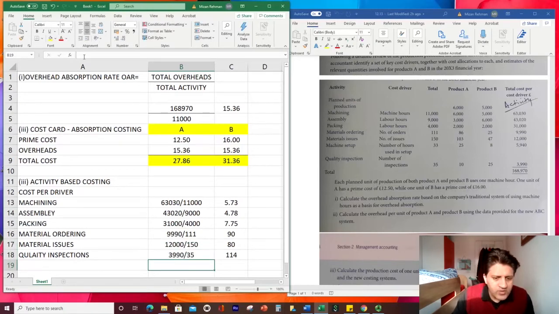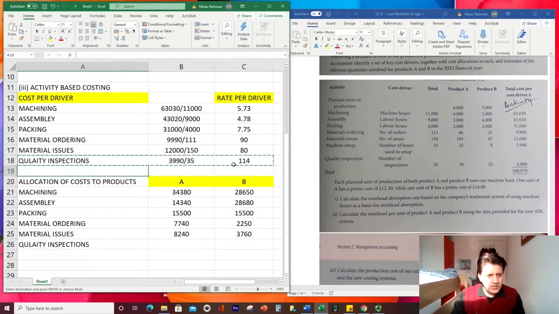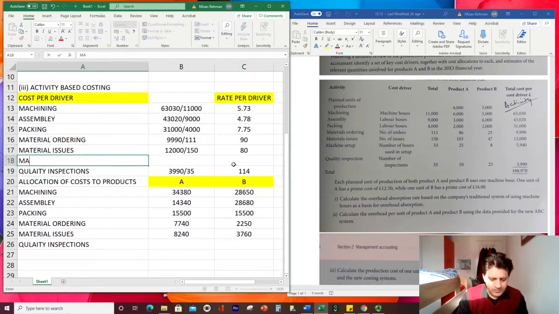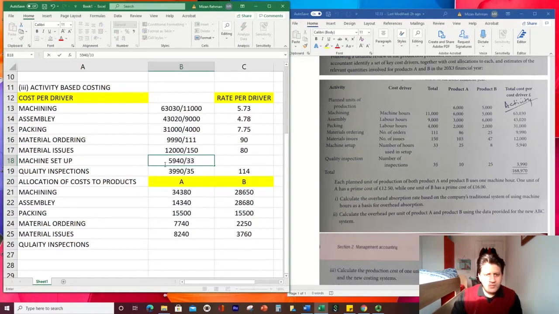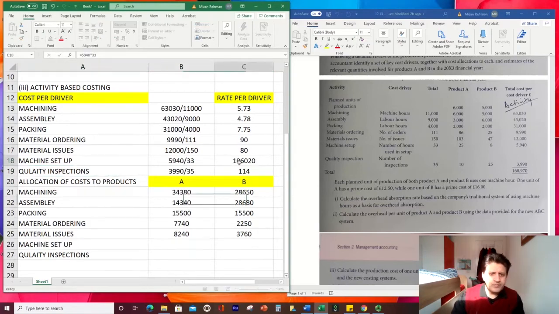So this is the data you can see as well now, down here, and I need to do setups. 33. So 5940 divided by 33. Done. Okay, we need to divide that.